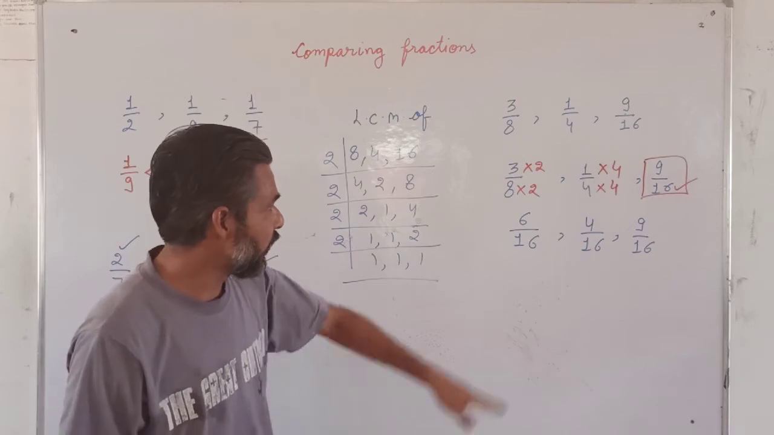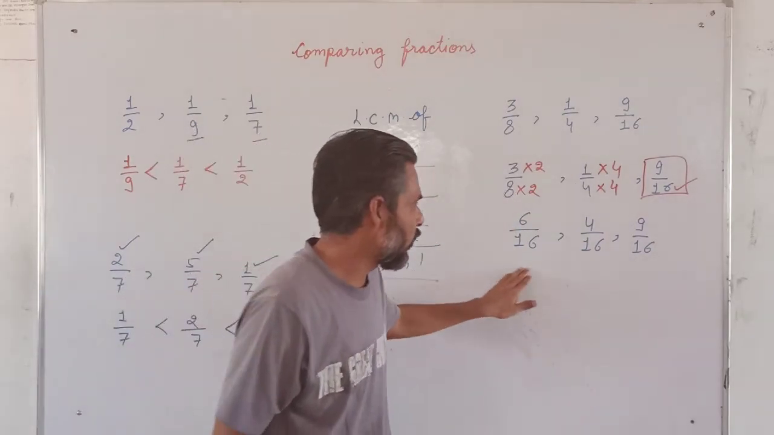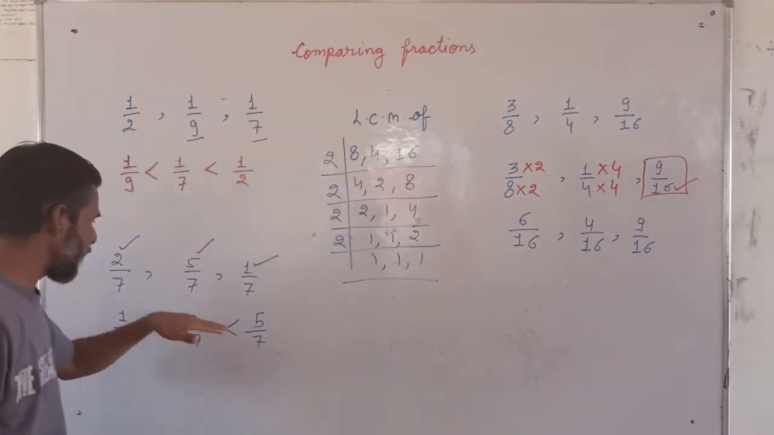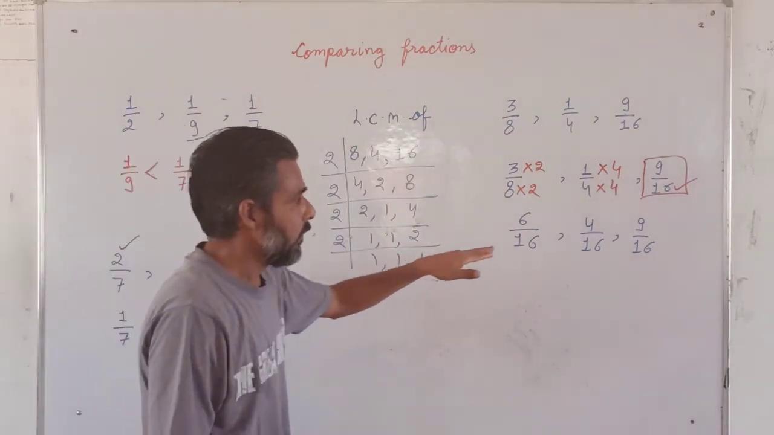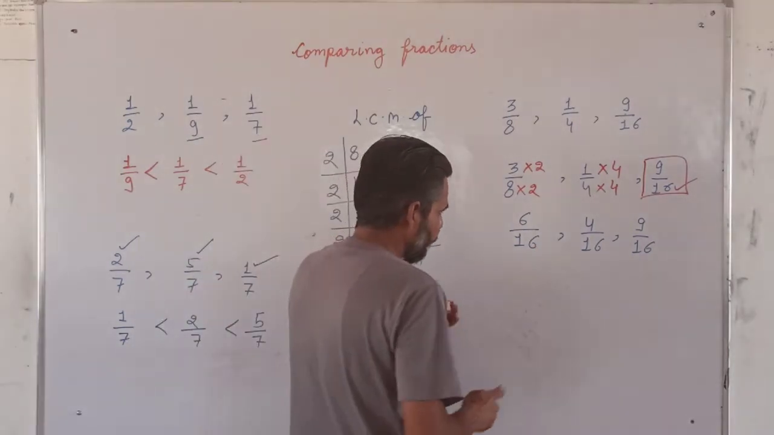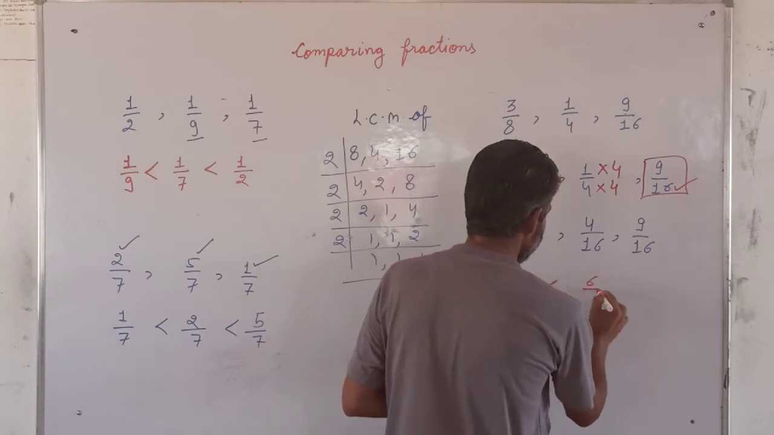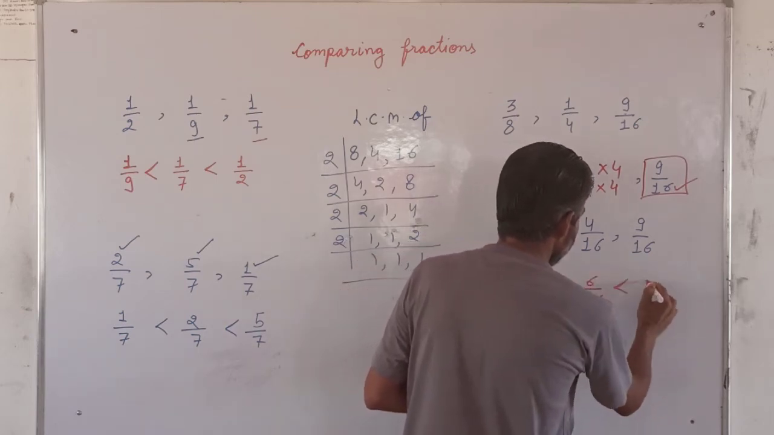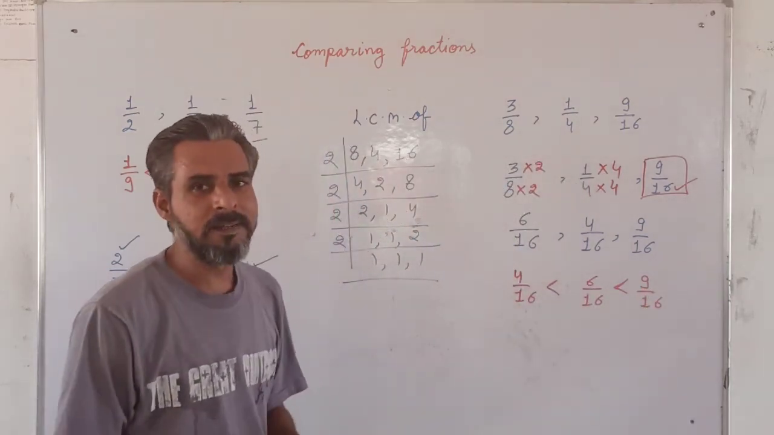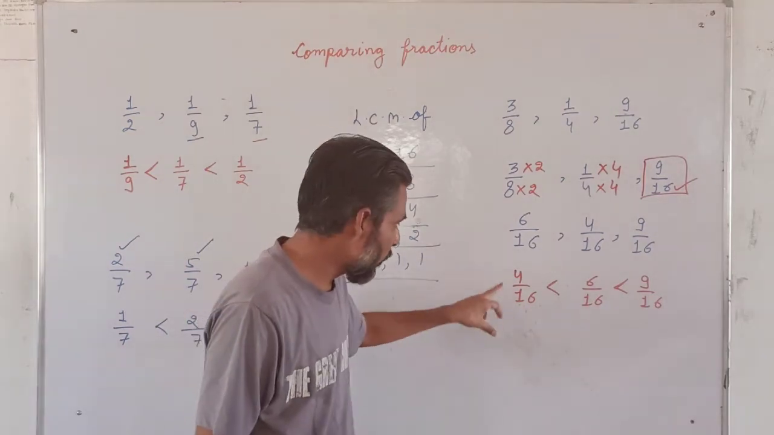Now we have reduced these fractions to like fractions. Now the denominator is same. So if the denominator is same, now it becomes a case like that. Now the fraction having the smaller numerator will be the smallest one. 4/16 is the smallest. After that 6/16. After that 9/16. But we are not supposed to leave it here. We are supposed to replace them by the original fraction.